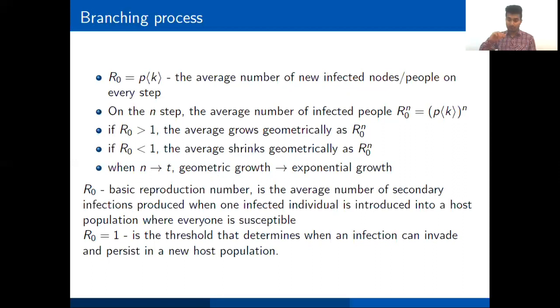If you meet fewer people, less than one, let's say 0.5 on average, then as an individual you cannot meet half a person, but on average, if the number of meetings between people is less than one, then it shrinks geometrically, which means it slows down the propagation of the disease. Now, when N goes to infinity, geometric growth becomes exponential growth. Geometric growth is for the discrete case, and exponential growth is for the continuous case, so they are pretty much analogous. R naught, as I said, is the basic reproduction number.